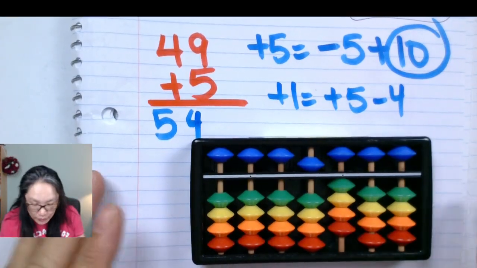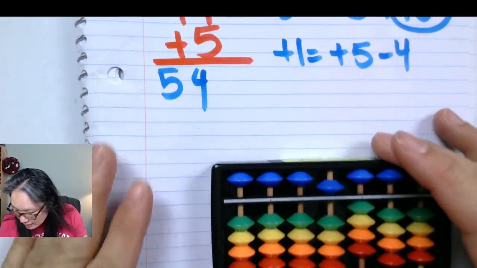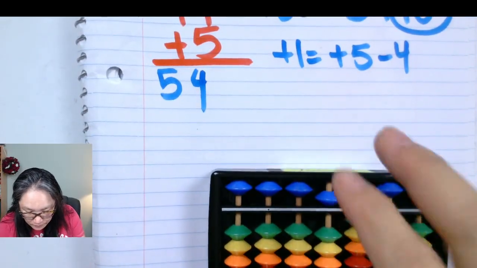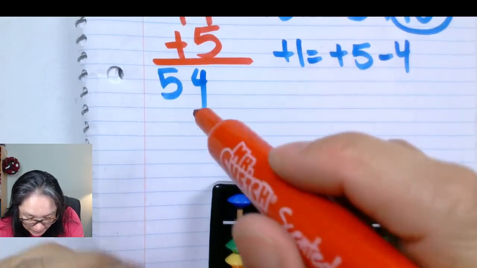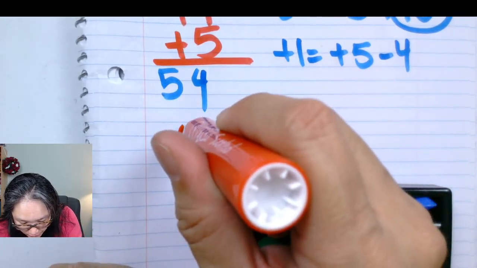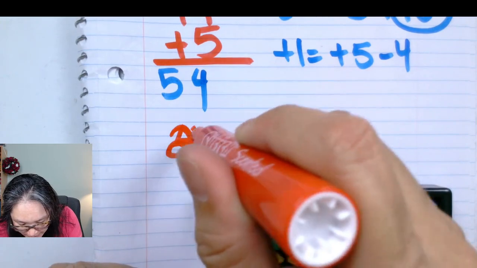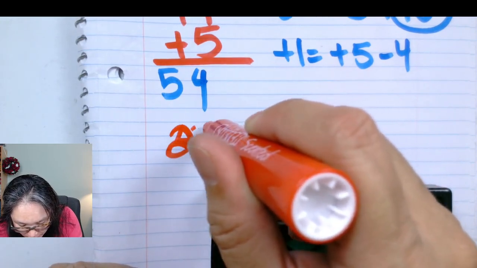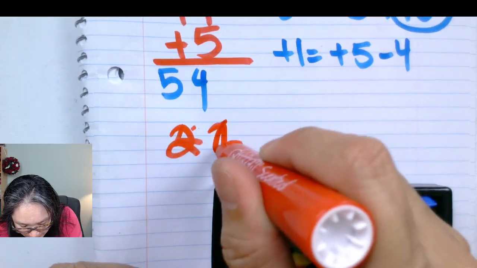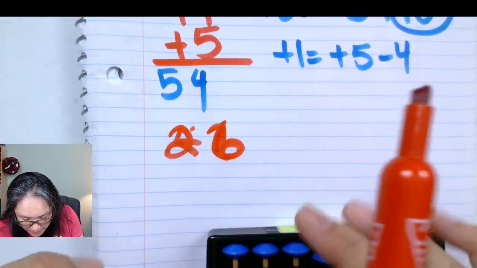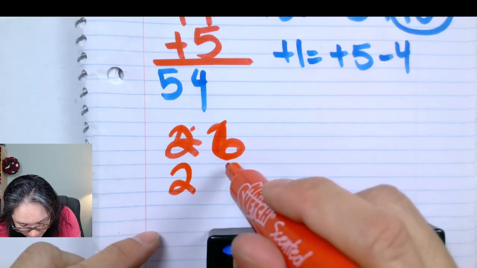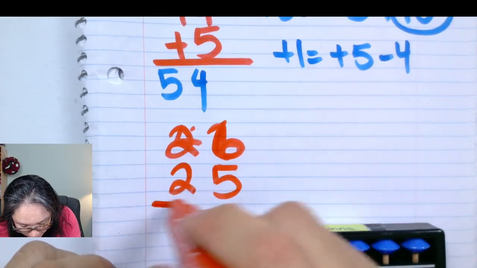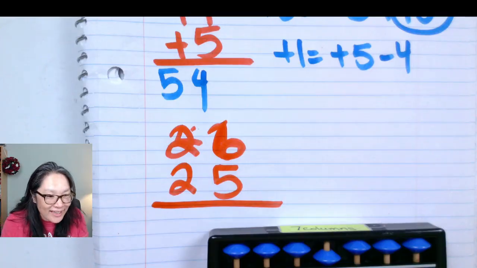So when we do it, we can do another one. Let's do another one. We'll do 26 plus 25. Oh yeah, that's going to be a harder one.